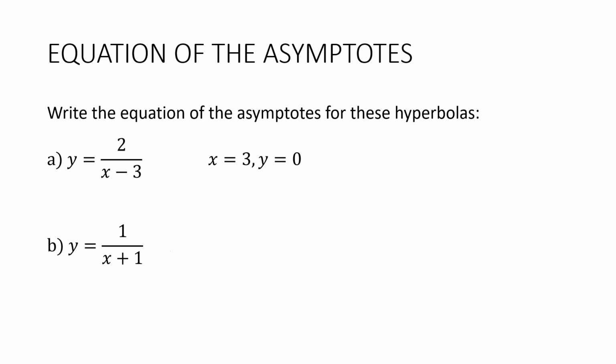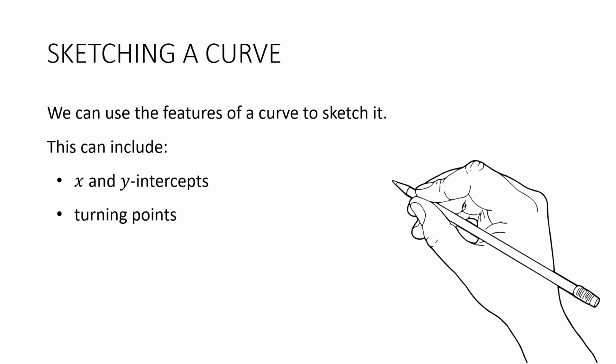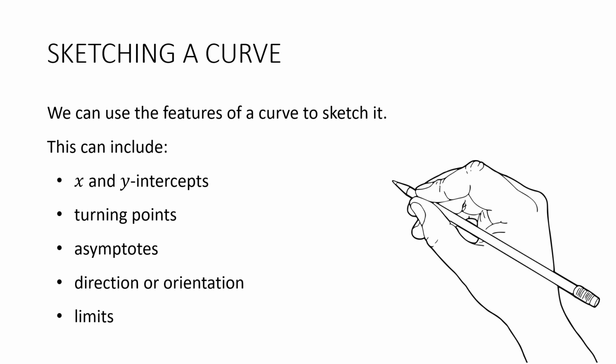How about this one? Vertical asymptote, x is equal to negative 1. Horizontal asymptote, again, this can't equal 0, so y is equal to 0. Now it's annoying to draw up a table of values if you want to sketch a curve. Instead, we can use the features of a curve to sketch it. And this can include x and y intercepts, turning points, asymptotes, the direction or orientation of a curve, and limits.